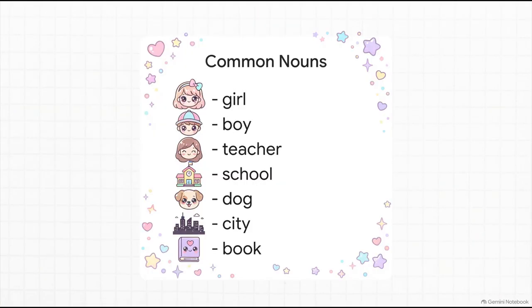We've got girl, boy, teacher, school, dog, city, and book. Now, notice anything special? Yeah, none of them start with a big capital letter. That is a massive clue. Unless they're sitting right at the very beginning of a sentence, common nouns just use regular, small letters.